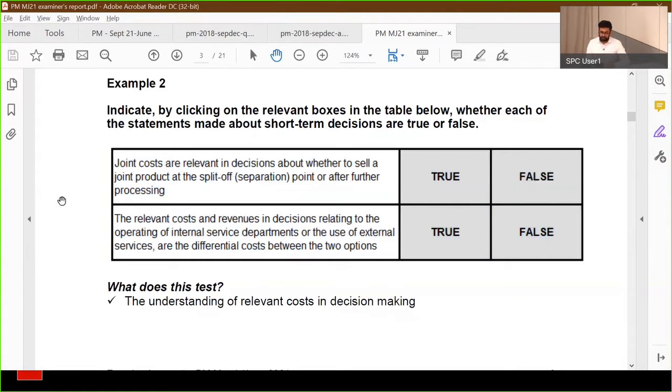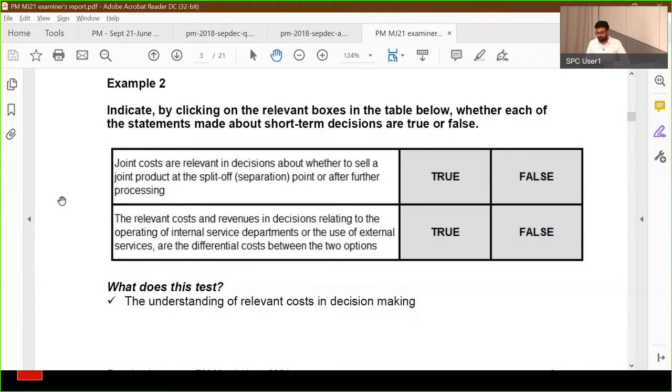The second statement here is: relevant costs and revenues in decisions relating to the operating of internal service departments or the use of external services are the differential costs between the two options. So you have to decide whether we should operate a particular department internally or outsource it, and how we will take that decision financially. Obviously it's a decision where different types of costs are incurred in each option, and in order to evaluate it on financial grounds, we need to look at the differential cost.